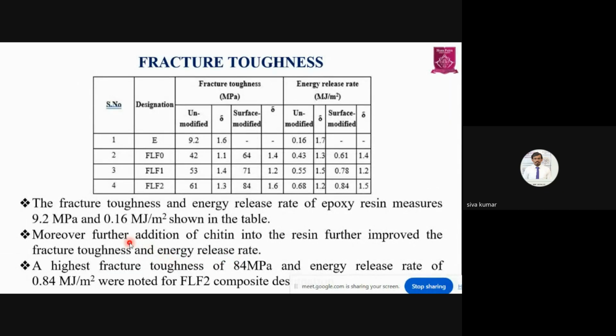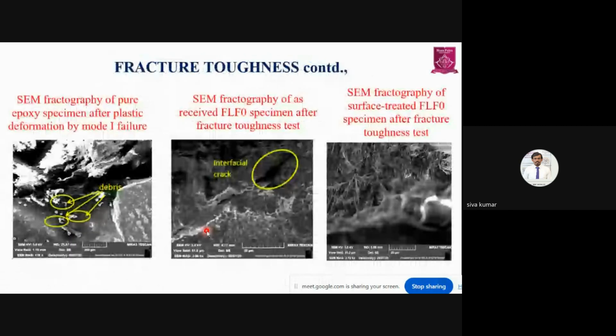So there is some certain limitation. We cannot keep on increasing chitin to 2%, 3%. I have observed 1% gives the best performance. Maybe in further research you can try 2%, 3%, and also optimize the volume percentage of chitin. The highest fracture toughness, 8.4 megapascal, and energy release rate, 0.84 megajoules per meter square, were noted in the FLF2 designation.